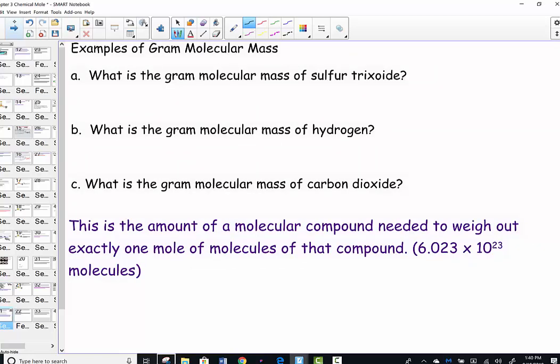Do the following for the molecules of sulfur trioxide, a molecule of hydrogen, and a molecule of carbon dioxide. I remember learning for nomenclature, nonmetals hooked to nonmetals, we use prefixes in their names. Mono, di, tri, tetra, counting with the subscripts. So when I hear those prefixes, I know it's a molecular compound. The gram molecular mass, GMM for abbreviation.